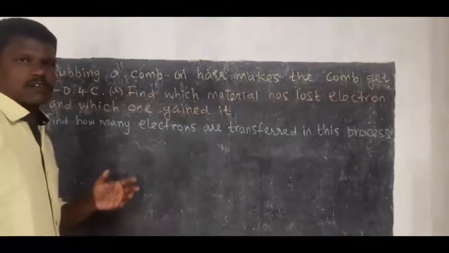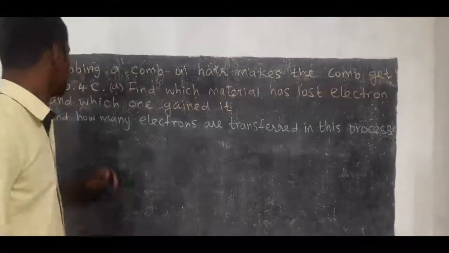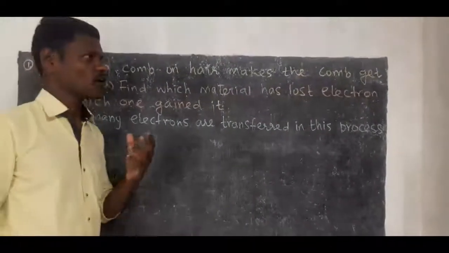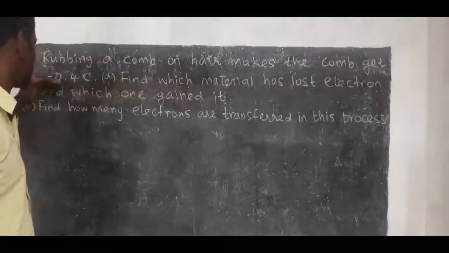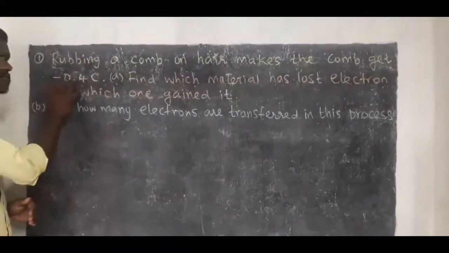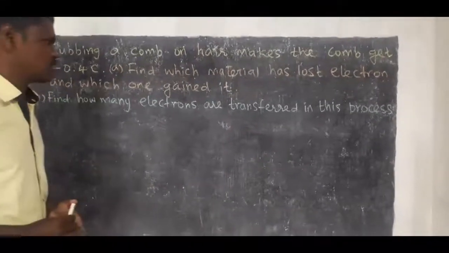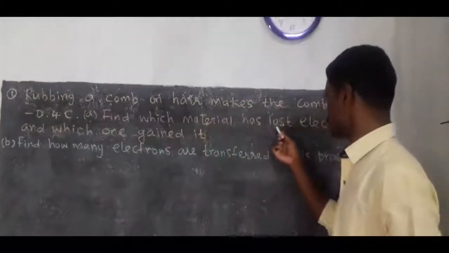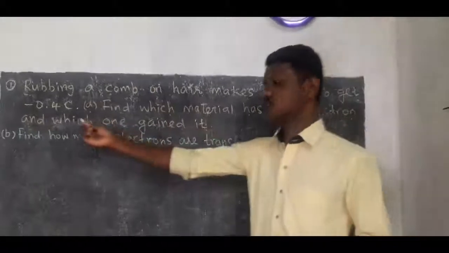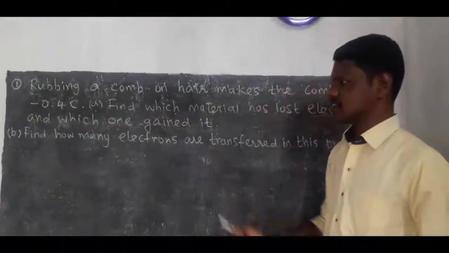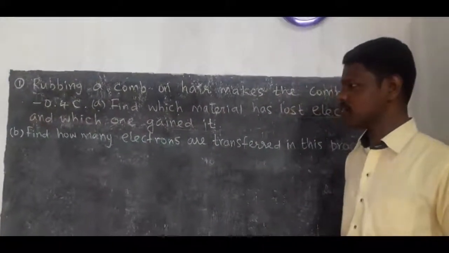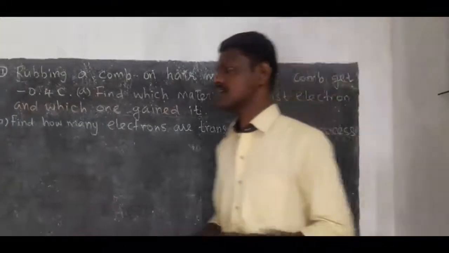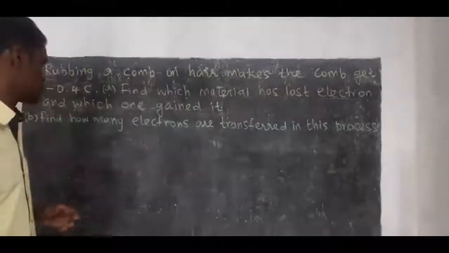Now we are going to some book back problems. First one: rubbing a comb on hair makes the comb get a charge of minus 0.4 coulomb. Find which material has lost electrons and which one has gained them. Second, find how many electrons are transferred in this process. First, which one is gained and which one is lost.